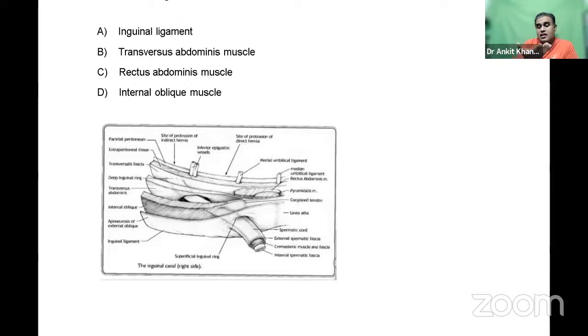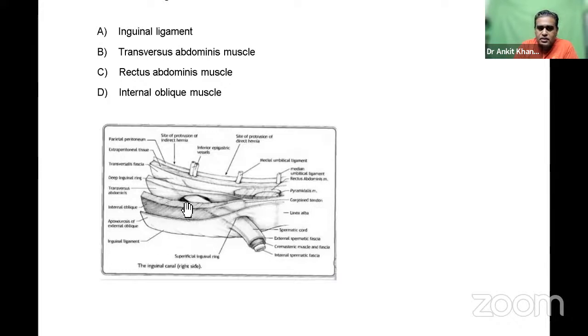Okay, or you can say the inferior aponeurotic fibers of external oblique muscle, which gives rise to inguinal ligament. So it supports the inguinal canal from below. That is the answer. This is the floor of inguinal canal. So you can see the canal, the floor below is the inguinal ligament.